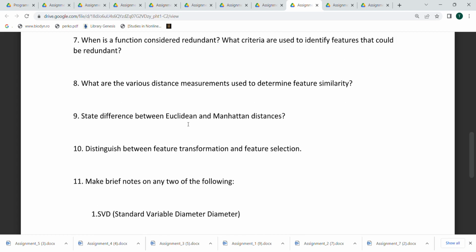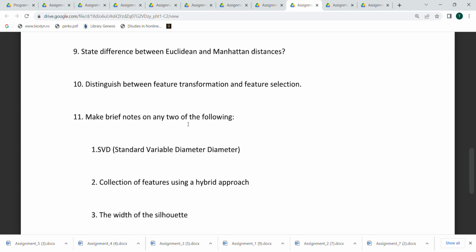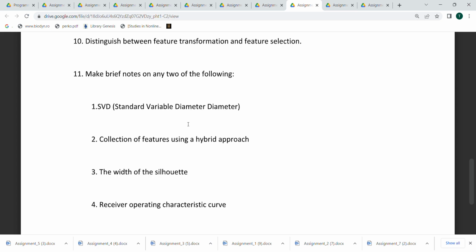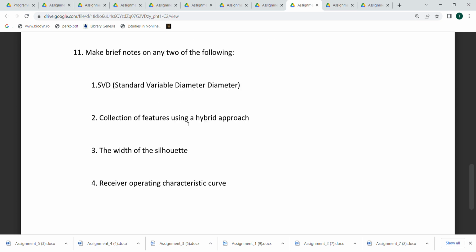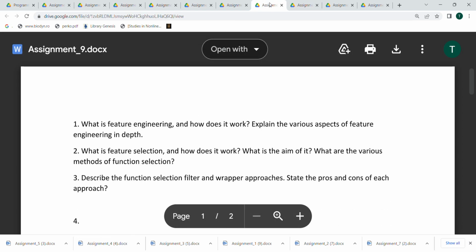Okay, we have to make brief notes on SVD, selection of features using a hybrid approach, and the receiver operating characteristic curve, right? Okay, that's completely fine. I believe this is completely fine.